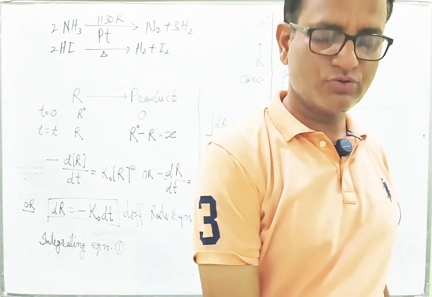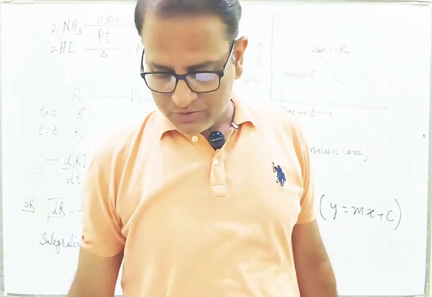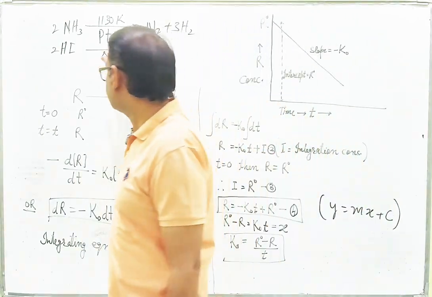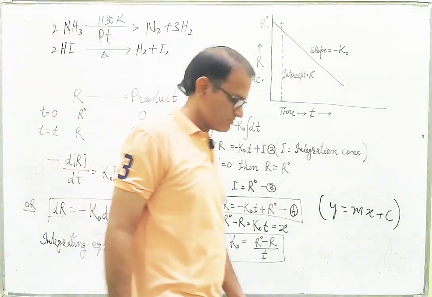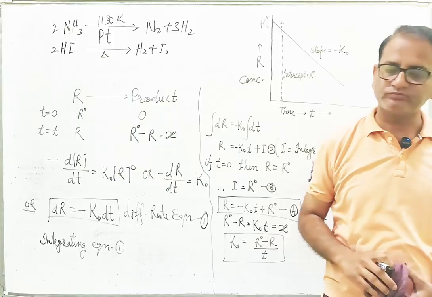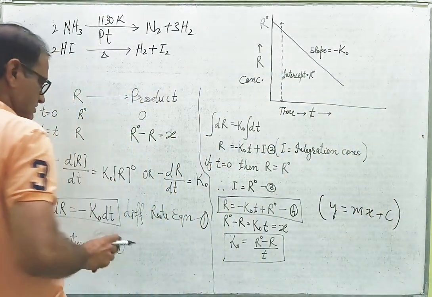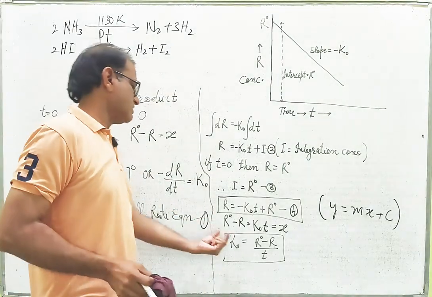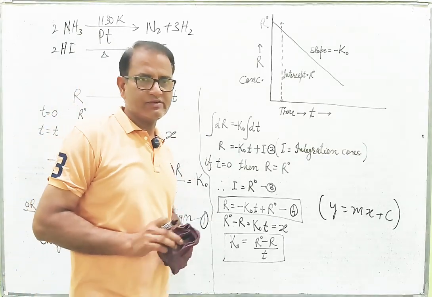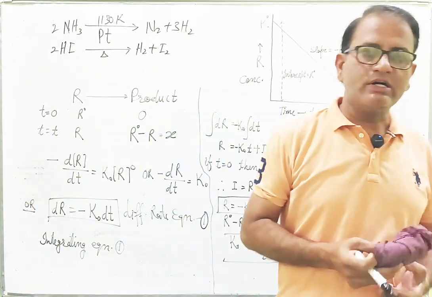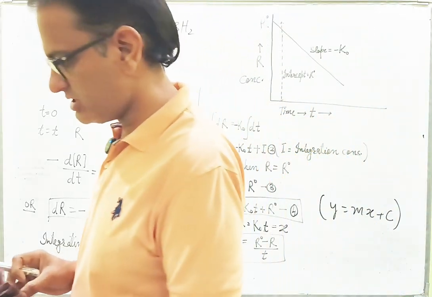Some examples we should know which follow zero order kinetics. Okay. So catalytic hydrogenation also sometimes follows a zero order reaction. So this is how we can calculate the time taken, as well as the rate constant, on the basis of the integrated rate equation for a zero order reaction.